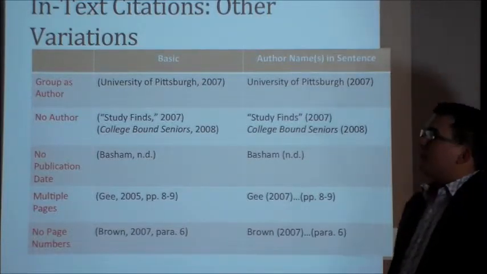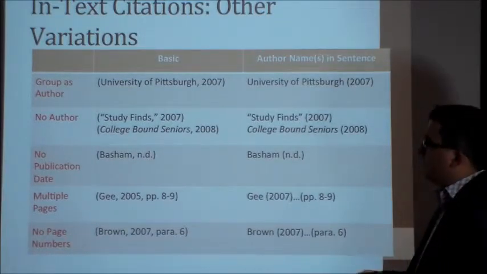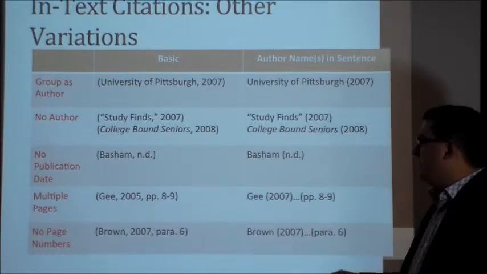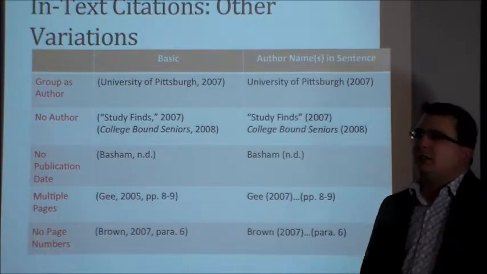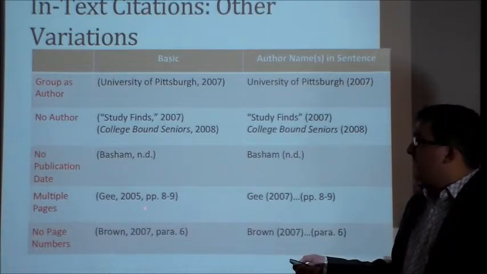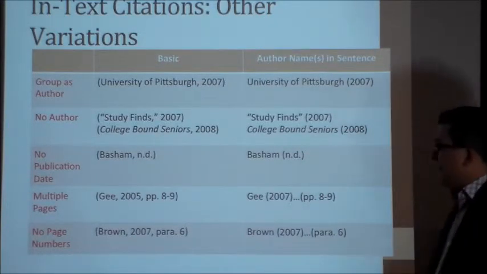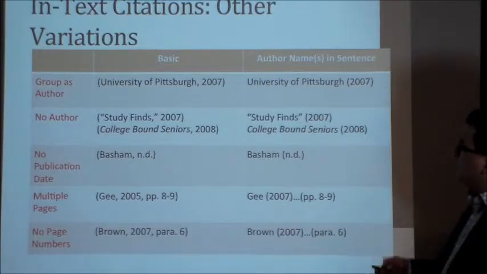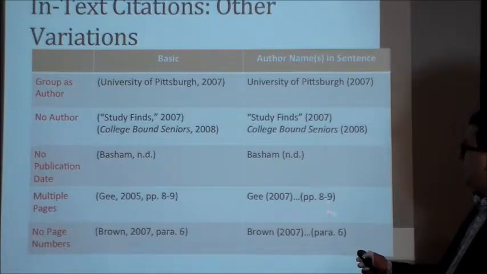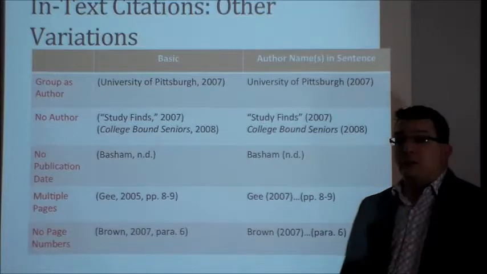Multiple pages. So say you're getting the information from multiple pages within that source. Not a problem there. We have a fix for that. G 2005, page 8 through 9. Say it's a block quotation. Say you're quoting an entire paragraph or something in there and it goes over a few pages. That's what you're going to use. If it's page 8, page 9, page 10, you're going to have 8 through 10. Not much difference there. When we go to the in-sentence one, you have your G, the year. This would be where your quote would be. And then this pops right in at the end, pages 8 through 9. All right? No page numbers.